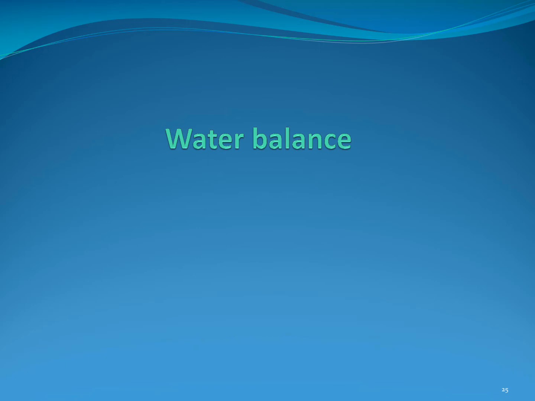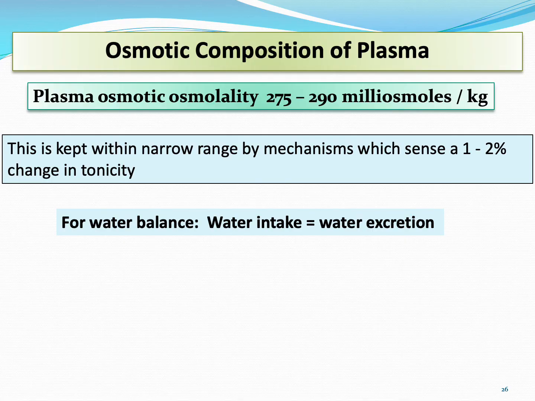Now let's look at the water balance. Osmotic composition of plasma: the main aim is to maintain the plasma osmolality in the range of 275 to 290 milliosmol per kilogram. Now, this is kept within a narrow range by mechanisms which sense a 1 to 2% change in the tonicity. And to be in balance, water intake should be equal to water excretion.